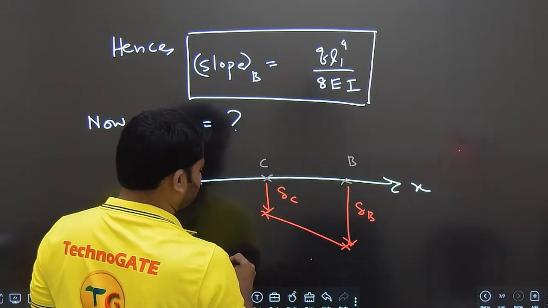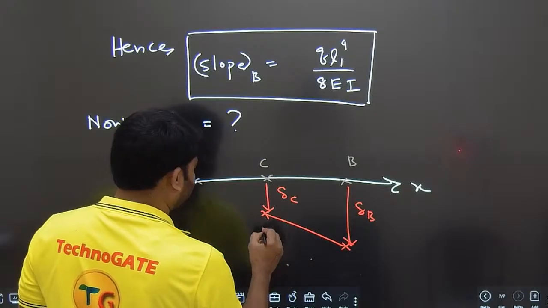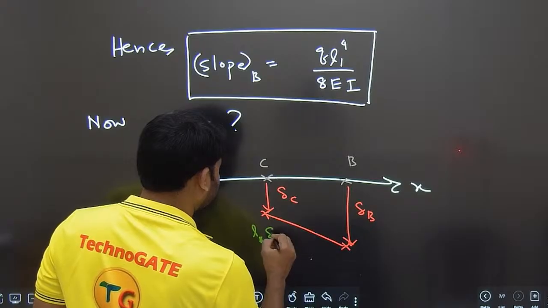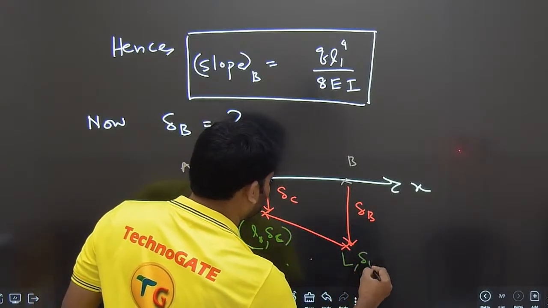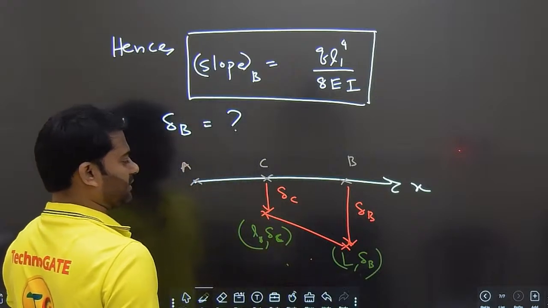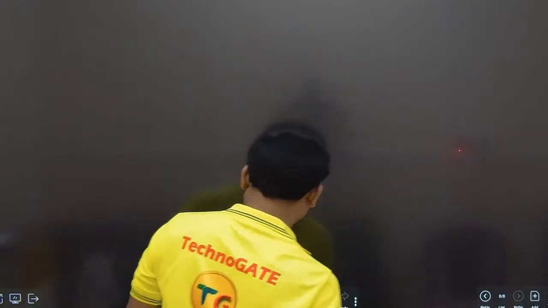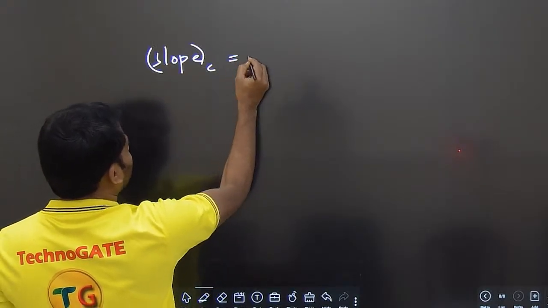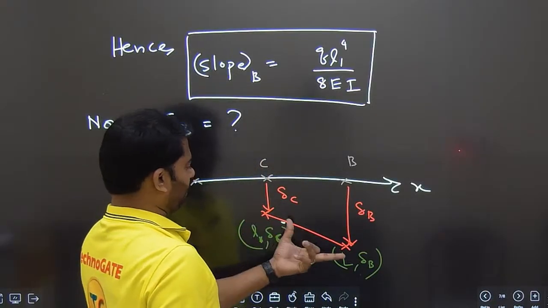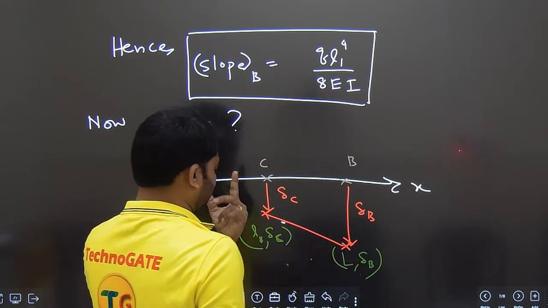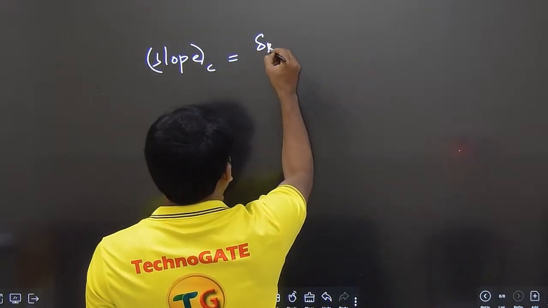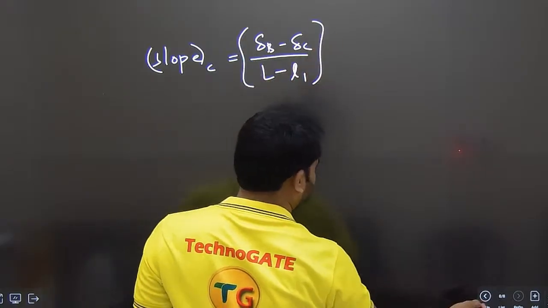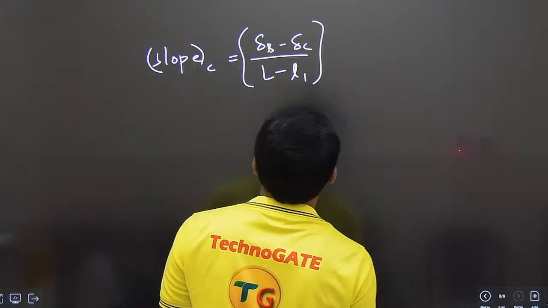So as this is a straight line, the coordinates are like this. These coordinates are L1 comma delta C, and this is L comma delta B. L1 comma delta C, L comma delta B. So if you take slope at C, it is the same at B also, the slope between any points is the same. So slope equals delta B minus delta C by L minus L1. This is the value.